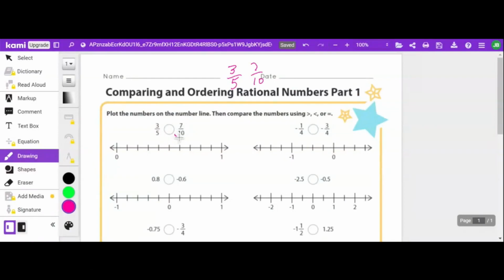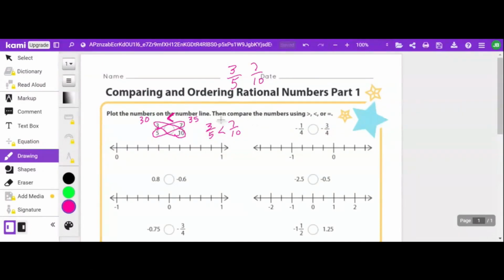The butterfly method means we take these two numbers and multiply them together. 3 times 10 gives us 30, and we write it up there in the corner like that. And then 5 times 7, we multiply those two numbers together and we get 35. So then we look at these two numbers and compare them. 35 is bigger. So that means that 3/5 is less than 7/10. 7/10 is bigger than 3/5.